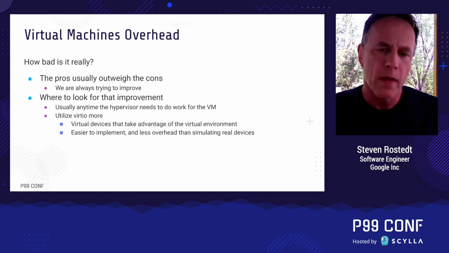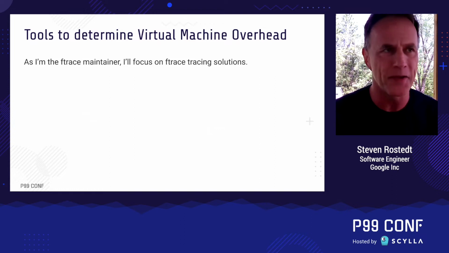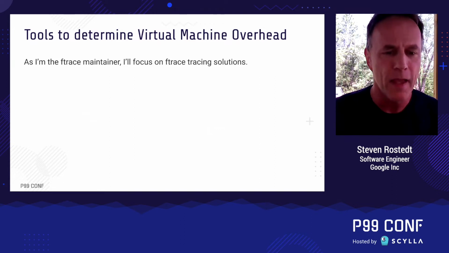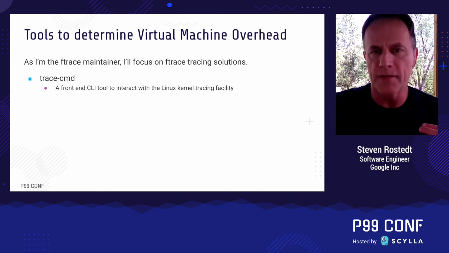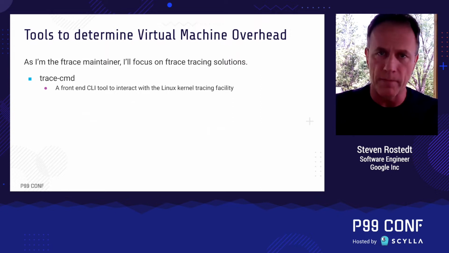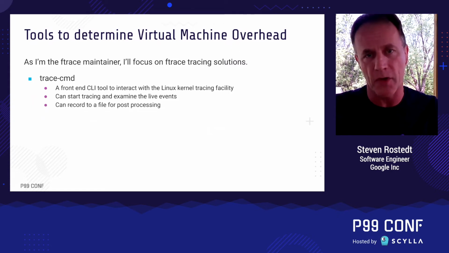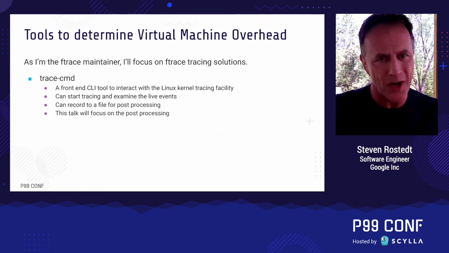So, how do you determine where the virtual machine overhead is? Well, as I'm the ftrace maintainer, I'm going to obviously use ftrace for my solution. Specifically, trace-cmd or trace command. This is a front-end command line interface for the ftrace infrastructure in the kernel. You could start tracing and examine the traces within the kernel, and you can also record the traces from the kernel to a file so that you can do post-processing. And this talk is going to focus on that post-processing.